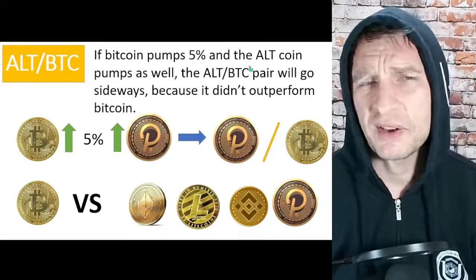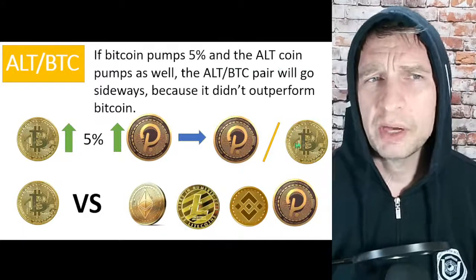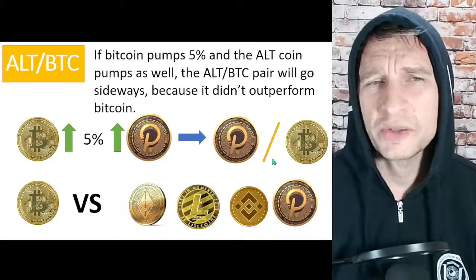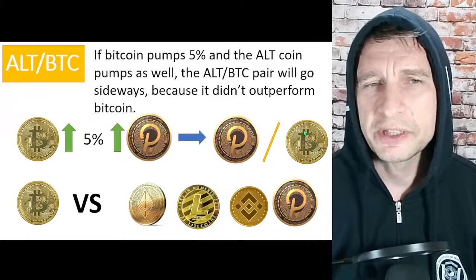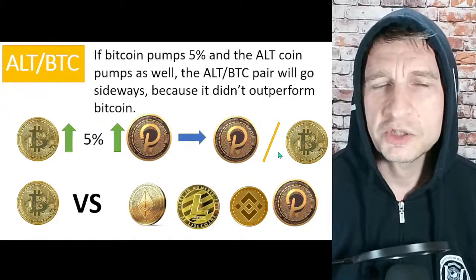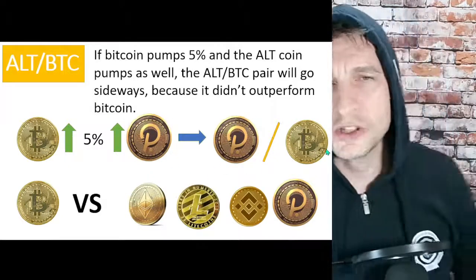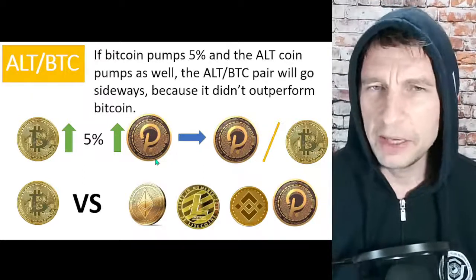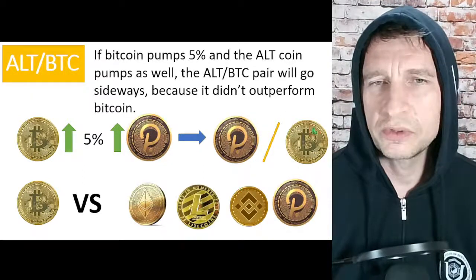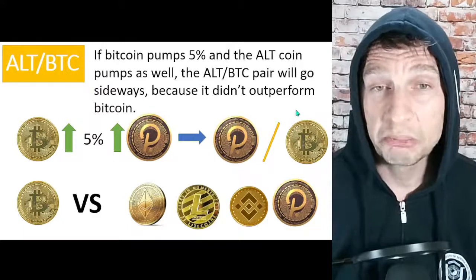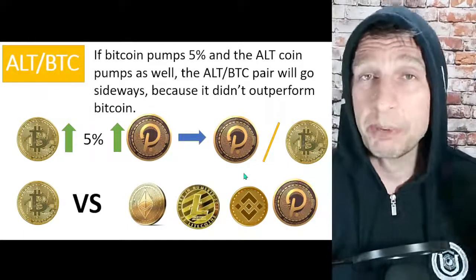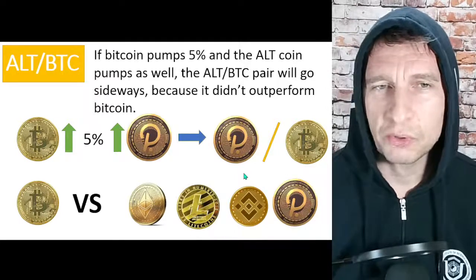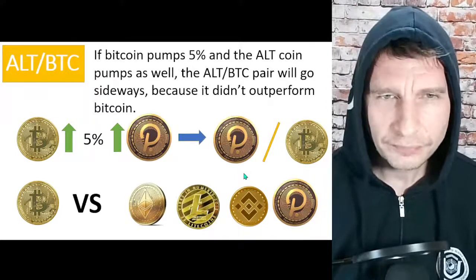So if Bitcoin pumps 5% and the altcoin pumps as well, the altcoin Bitcoin pair will go sideways because it didn't outperform Bitcoin. I assume that if both coins do well, then my pairing should do well, because both coins are pumping and therefore you would expect returns on both coins, but that's not the case.